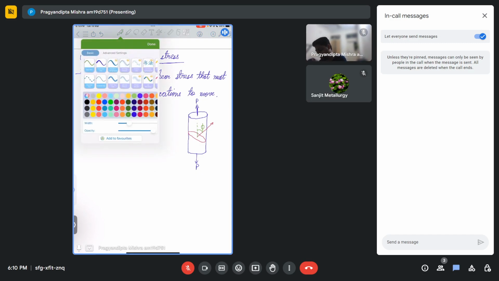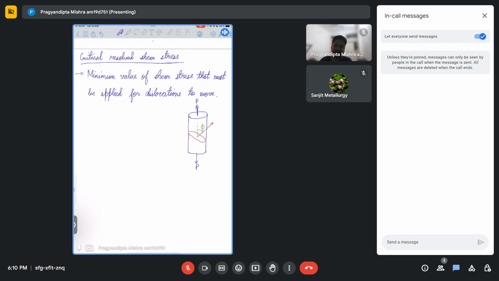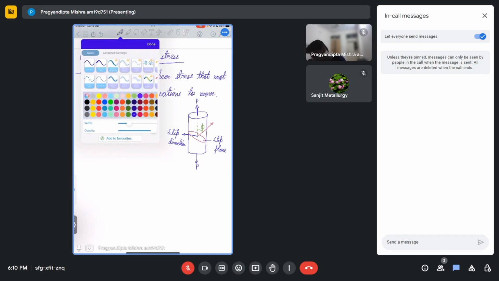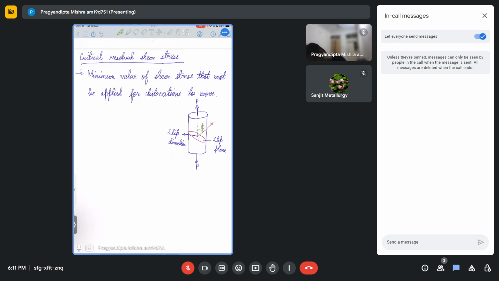We know that slip is basically dislocation moving, right? So this is the plane where the slip will occur. So we call this plane the slip plane. Now, in which direction will the dislocation move? Let's say I am taking some direction here in which the dislocation is moving. Okay, so this is my slip direction. Now let's say this slip direction is inclined at an angle lambda from the load direction.